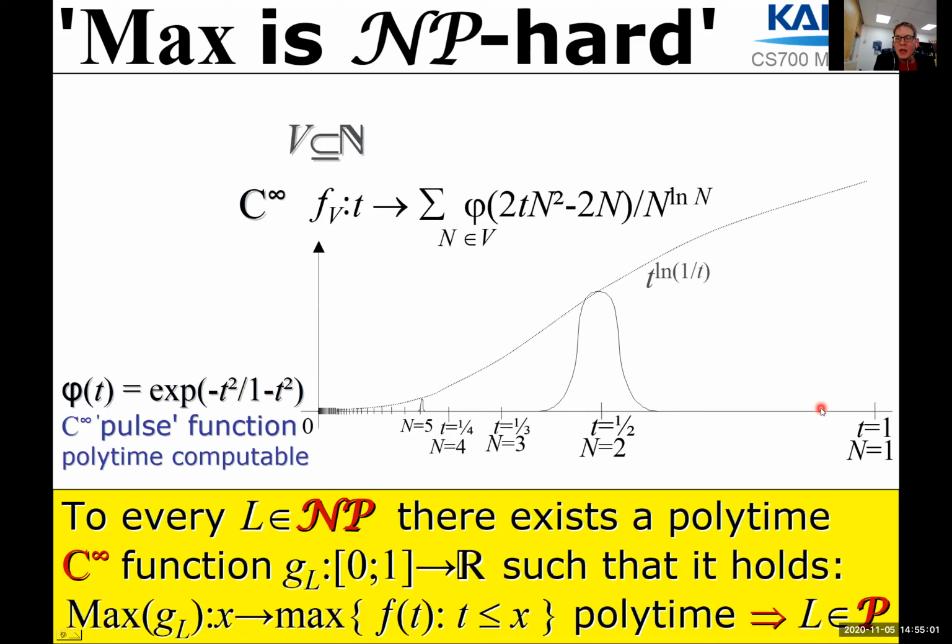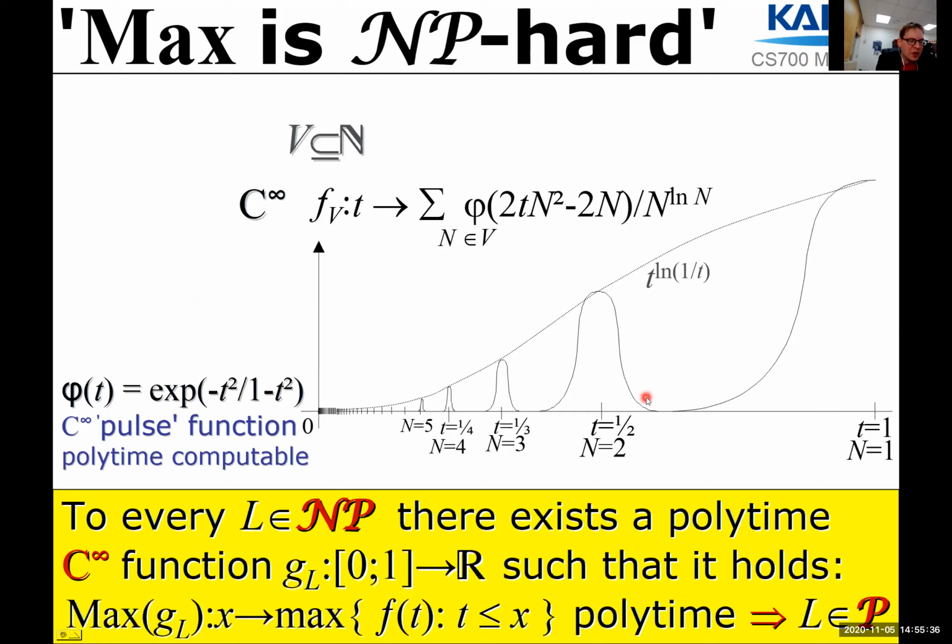Okay. Now let's analyze this resulting function. This resulting function is still in C infinity, right? So all the scaling issues are still in effect. So it's still a C infinity function. Let's now look at the computability and complexity. I should first point out that the original function, where all pulses were present, is actually a polynomial time computable function. This is an important observation.